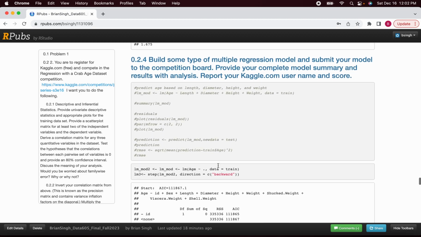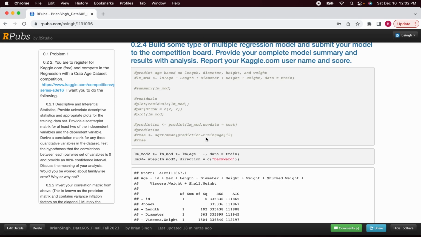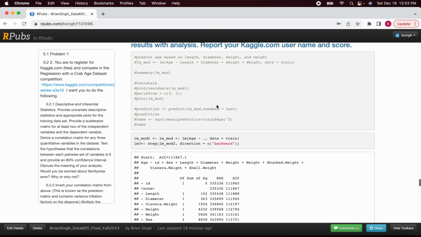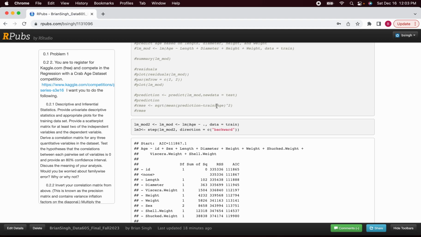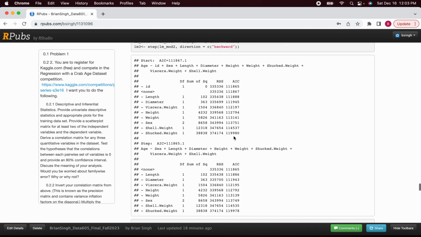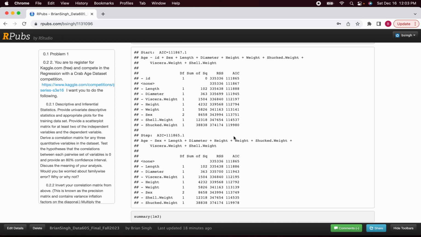Then the last part just wants us to build a model and submit to the competition board on Kaggle. And I was trying to hand select some variables to predict age before. So I know that was one way to do it. I didn't really get too much of a different result, but I thought there were some stepwise methods. So essentially, just using all of the variables, it'll iterate through and determine the best selection for your model, the best fit, I should say.